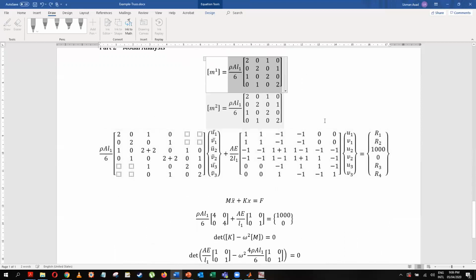So once again, इस तरह की complete assembly is absolutely not necessary. All we really have to do later on is focus on this part in the mass matrix, and focus on this part for the stiffness matrix, and agar zarurat ho to focus on this part for the force matrix.